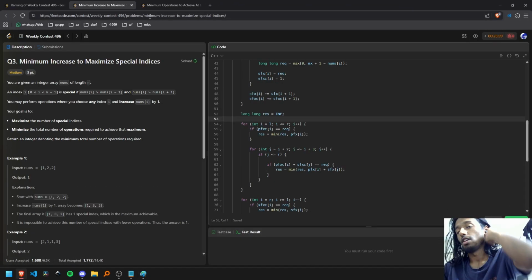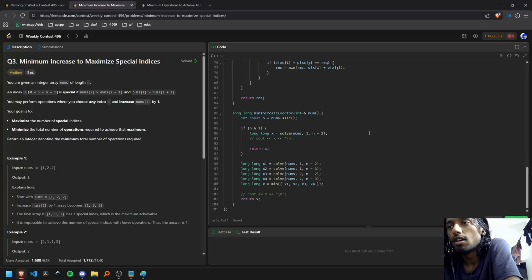Q3 was really interesting. My solution is very jank, but I had to debug and solve it, which is why.